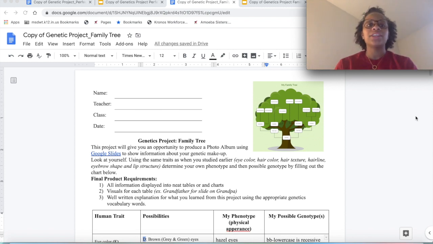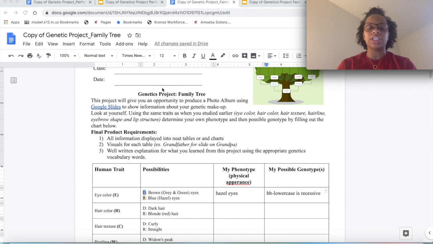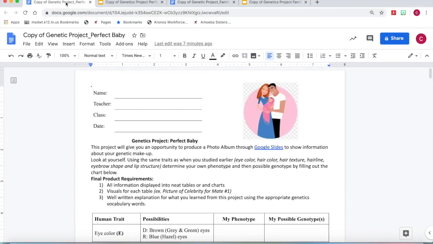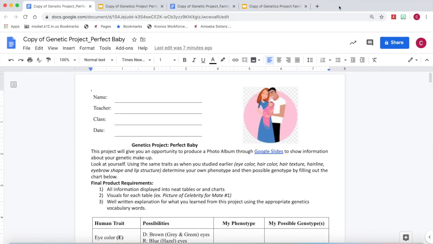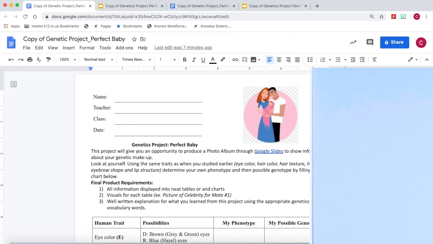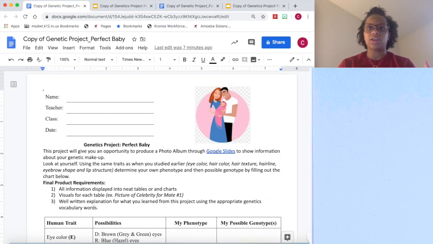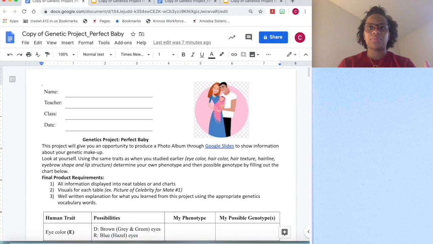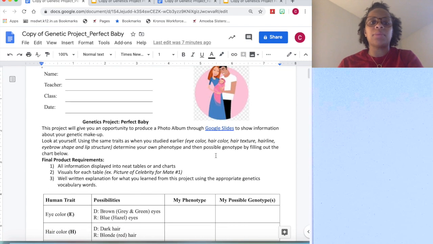The assignment that you have for this week is a genetics project. In that genetics project, you can either do what is on my screen, a family tree, or you can do a perfect baby. Oh, my picture went away. Sorry. You can do a perfect baby. Now, we're going to jump straight in. So I'm going to explain the perfect baby.